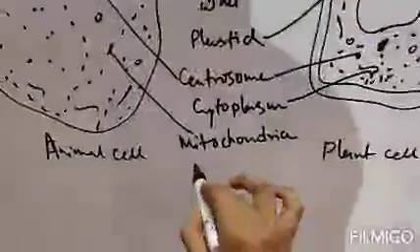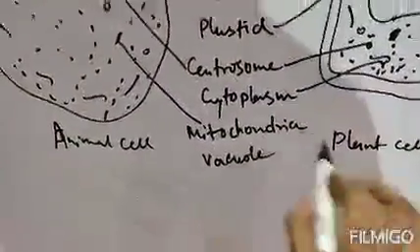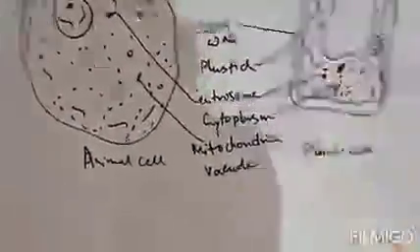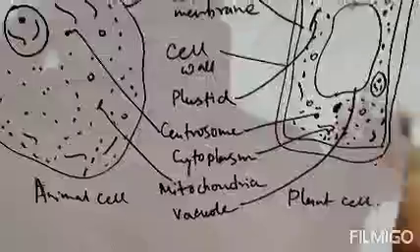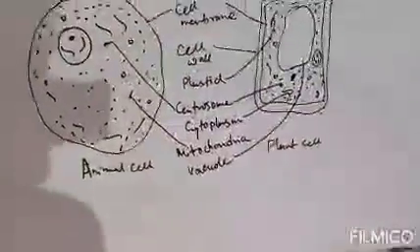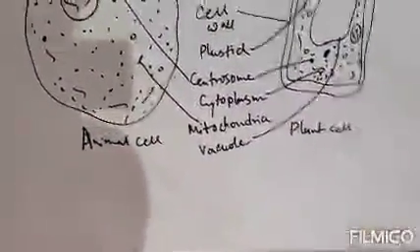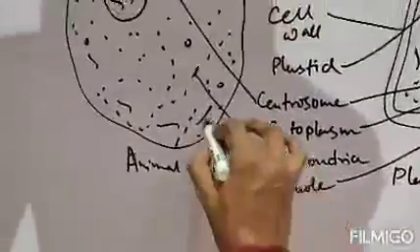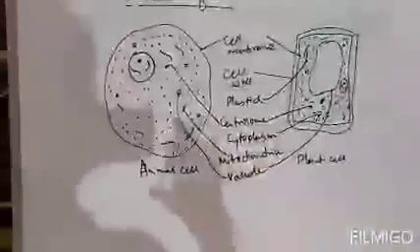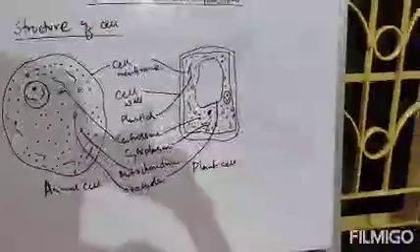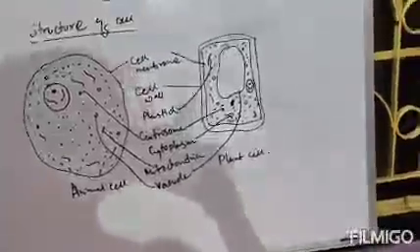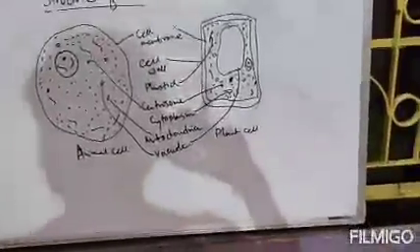Next is your vacuole. Vacuole is the large part in a plant cell, that is this part, which is your vacuole. In an animal cell, the vacuole is a small portion. Clear? So these two diagrams, the plant cell and the animal cell, are very important. You must practice these two diagrams. Clear? Next.